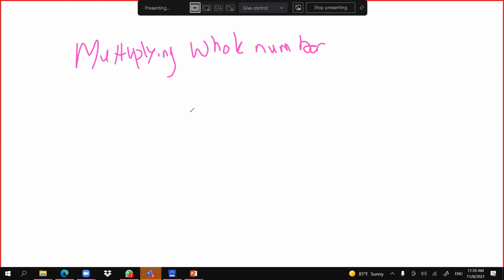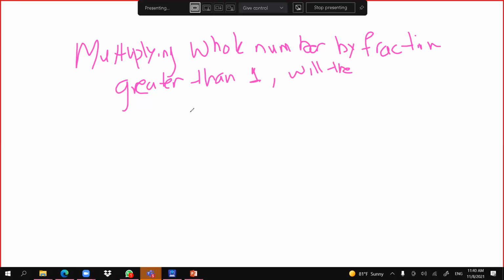On the quiz, as you remember, we have a question that says: multiplying a whole number by a fraction that is greater than 1, will the product increase or decrease?